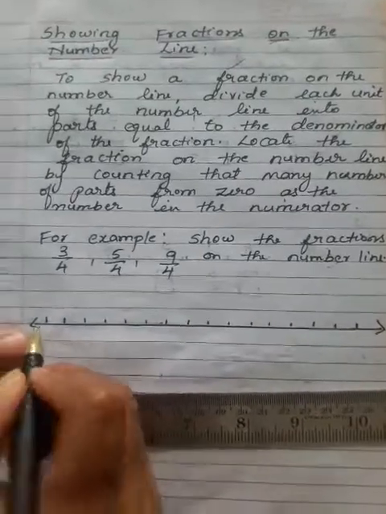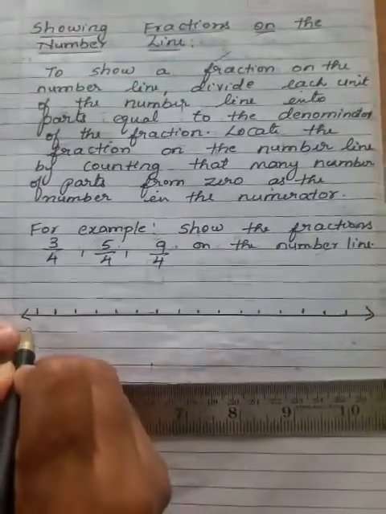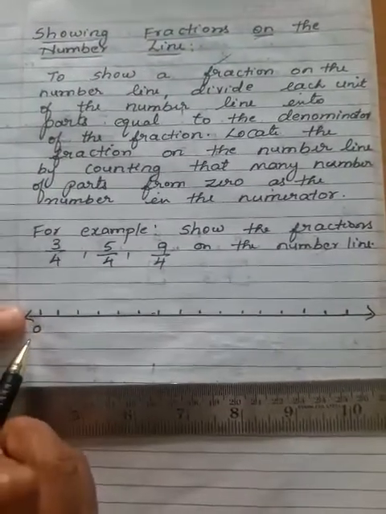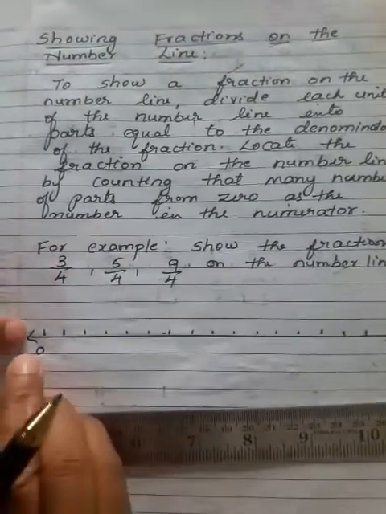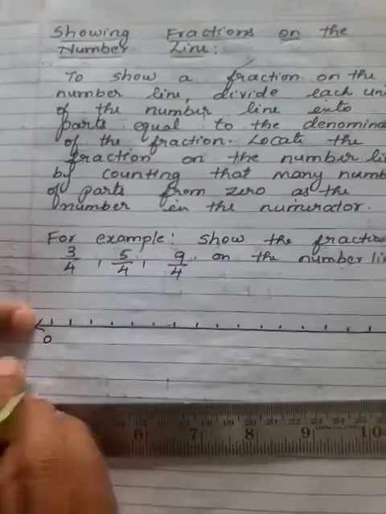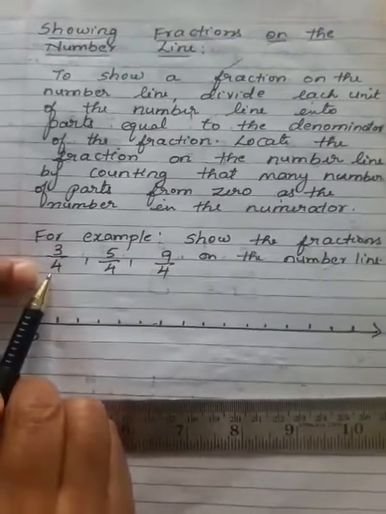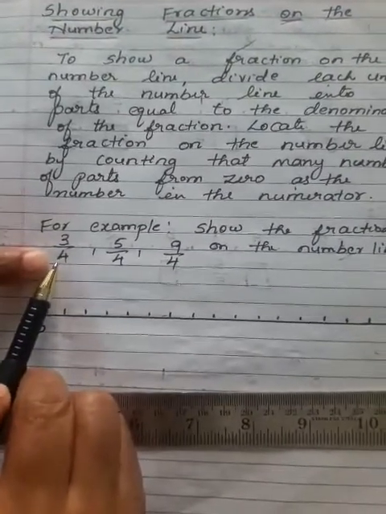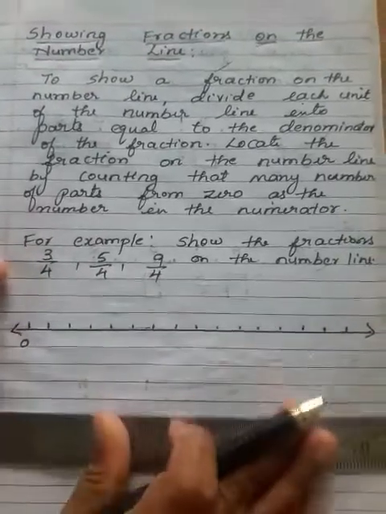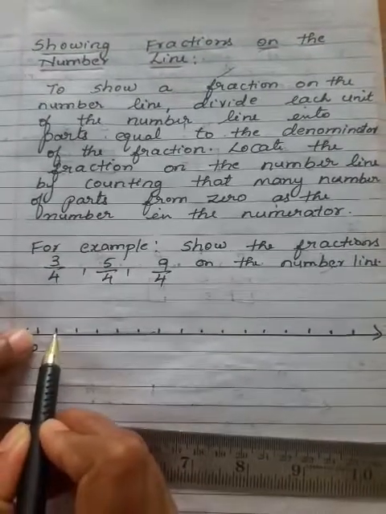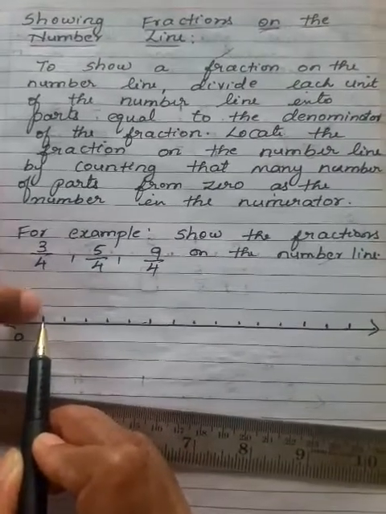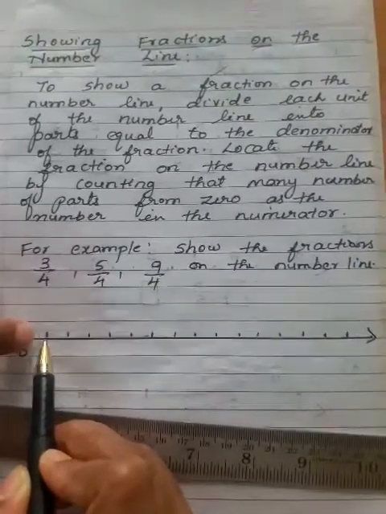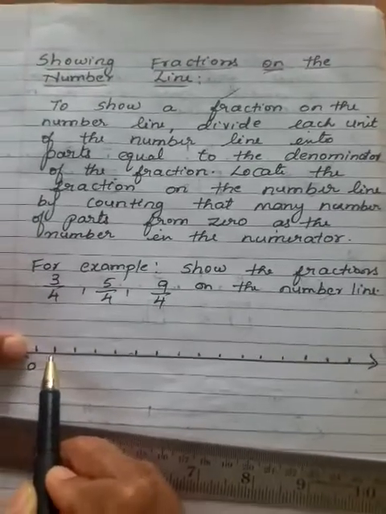Now this is the first marking. This first marking is what? It is 0. Take it as 0. Now we should divide every unit on the number line into how many equal parts? See the denominator. 4 equal parts. Suppose now if you take this as 1 unit, 0 to this part, 1 unit. Can you divide this 1 unit again into 4 equal parts? It is very difficult to divide.